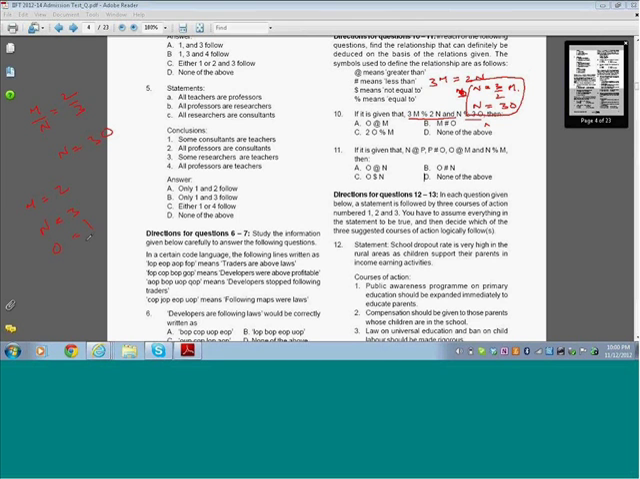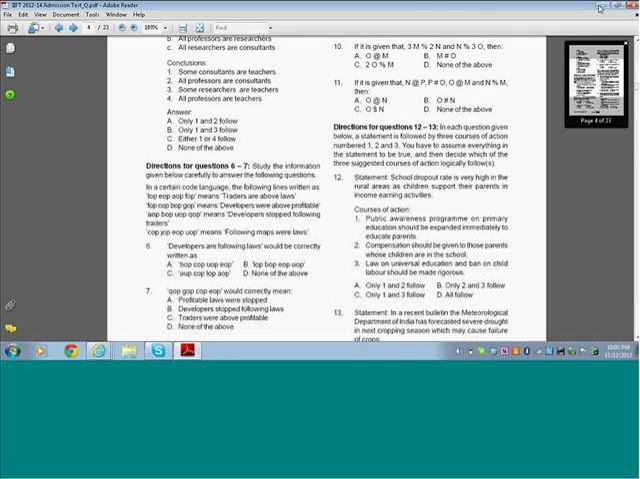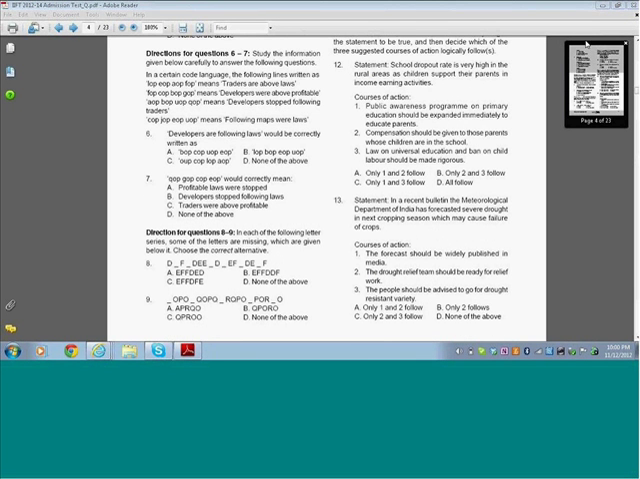Similarly, when you look at statement 2 and statement 3, developers were above profitable, developers stopped following traders. The only word which is common is developers. So FOP, since it is gone, let me just eliminate FOP so that I don't waste my time on this, and above is also gone. Between these two, the word common should be developers. COP is not here. BOP is here. So that means BOP should be developers. So cutting out developers from here, BOP from here.